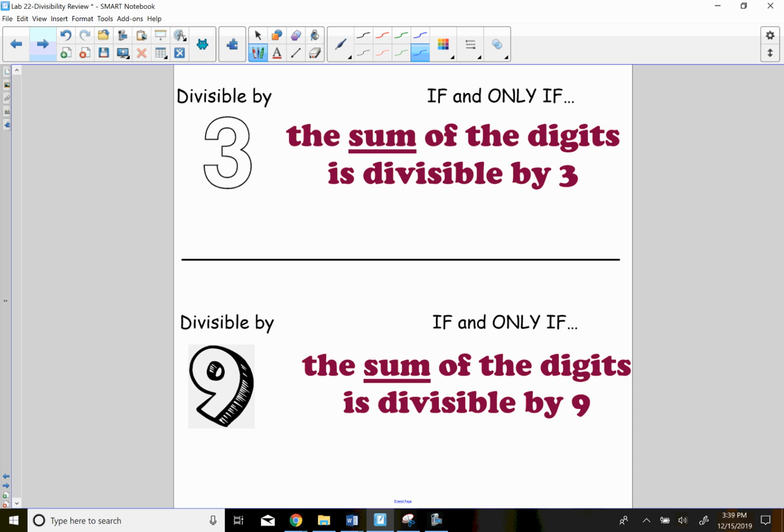And then the last set is divisible by 3 and divisible by 9. It's based on adding all the digits together. So if the sum of the digits is a multiple of 3, the number is divisible by 3. And if the sum of the digits is divisible by 9, then the number is divisible by 9. Thinking up an example takes a little bit more thinking.